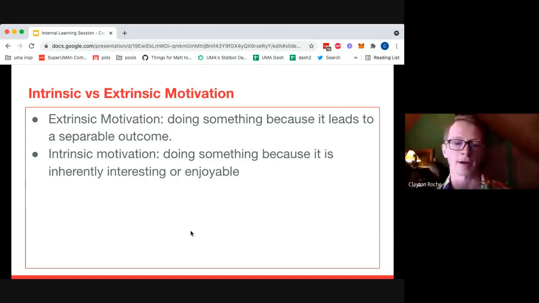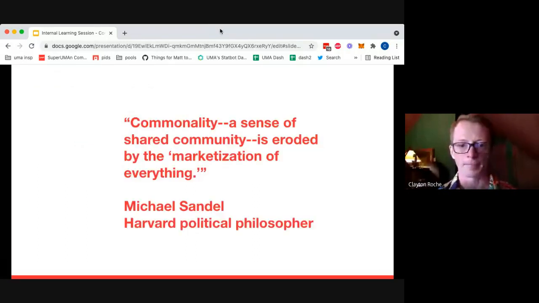I think as we carry on, you'll see that it's probably difficult to make most tasks purely extrinsic or intrinsic, and it's actually a matter of debate. We'll talk about that a bit in the very near future. Okay. "Commonality, a sense of shared community, is eroded by the marketization of everything." That is a quote that I will touch on and explain in just a moment.